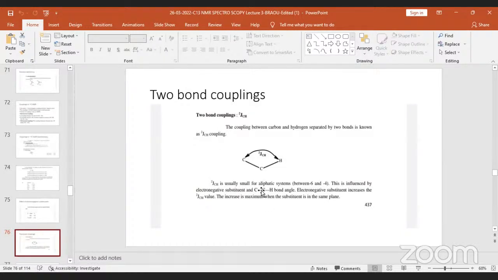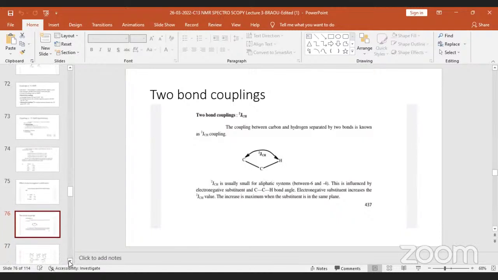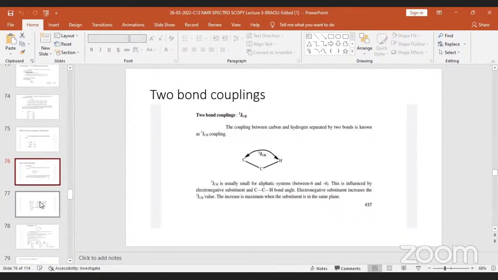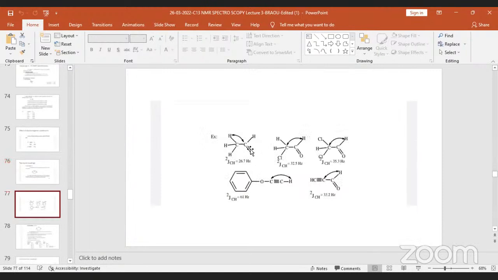This is usually small for aliphatic systems, and it is also influenced by the electronegative substituent and also the bond angle. Okay, the bond angle and electronegativity also influence the coupling constant. I'm giving you some examples here. See, this carbonyl carbon and this hydrogen, 26.7 Hertz. Here it is sp2 carbon, so the coupling constant is slightly more. If it is sp3 carbon, it will not be that much, it will be slightly less.